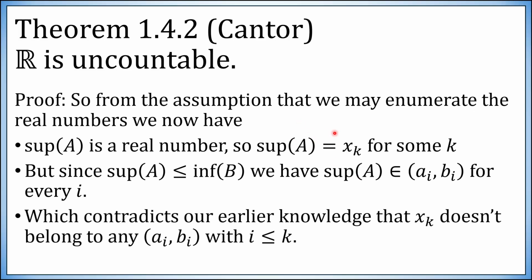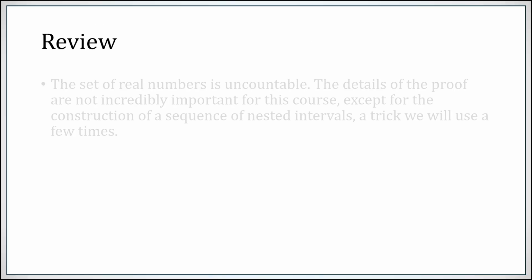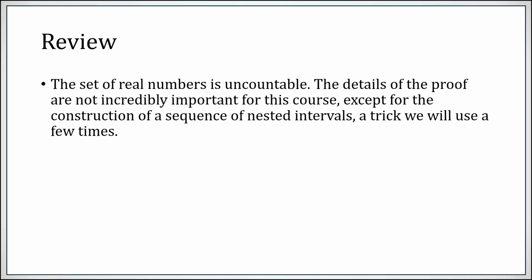However, the sup of A is x_k, and we previously argued that any particular term from our listing can't belong to any of the intervals whose index is smaller than this subscript. So whatever x_k is, it can't belong to any of the a_i, b_i where i is less than or equal to k, totally contradicting that it belongs to all of them. Okay, what did we do? The set of real numbers is uncountable.